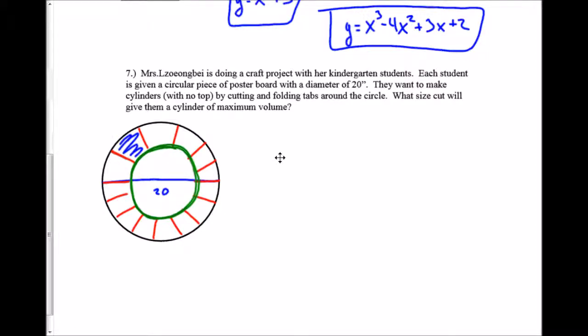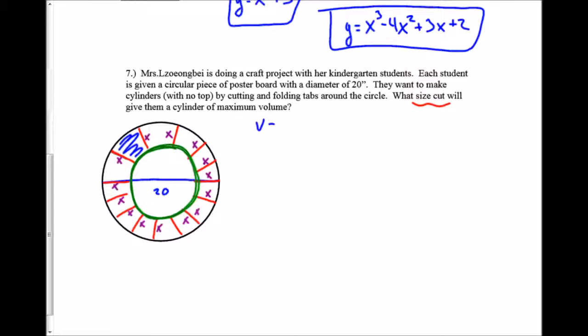So what I want to do is I want to write this in terms of an equation. I don't know how far in I'm going to cut each of these. That's what I'm looking for, the size of the cut. So in other words, each of these little tabs, each of these values in red, this is x. And so that's going to allow me to write my radius and my height of this thing. Because what I'm doing is I'm trying to maximize the volume.